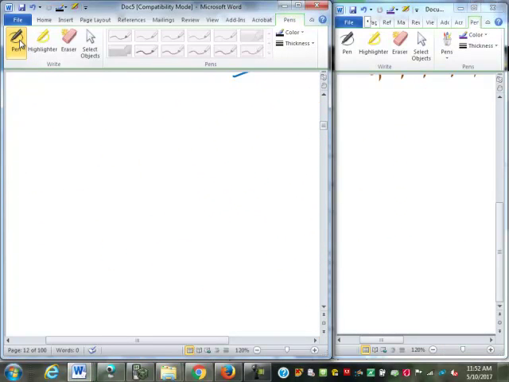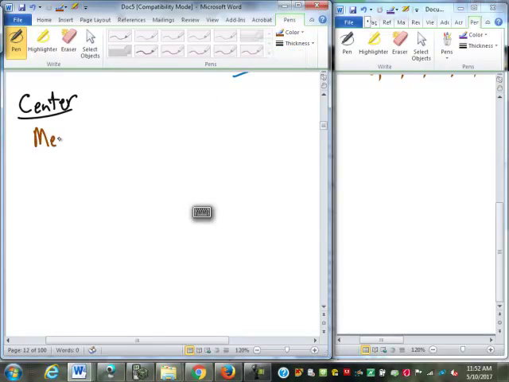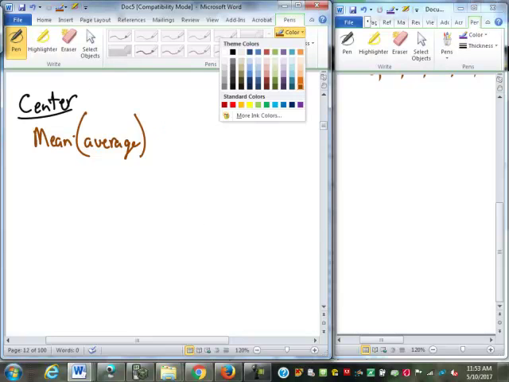So to describe center, there are, well, several different measurements of center. We're going to discuss 4 of them. The first one we're going to discuss is the mean. The mean is what most of us have called the average. From somewhere around 3rd or 4th grade, we started calculating averages. You add the numbers together and you divide by how many are there.